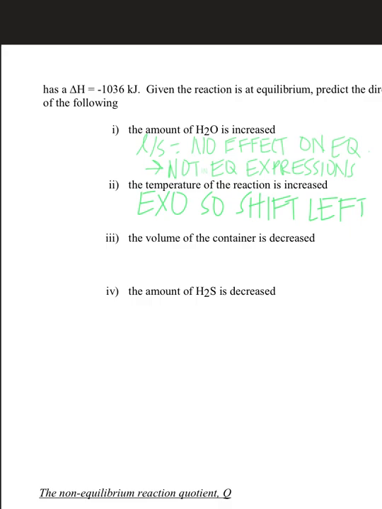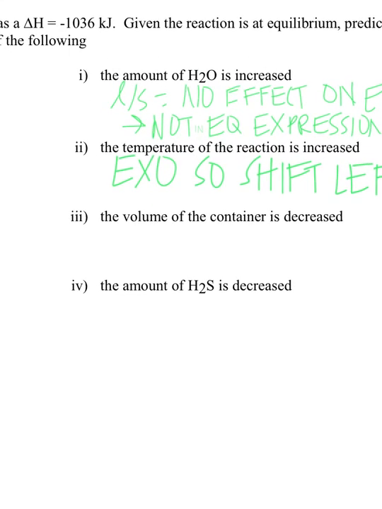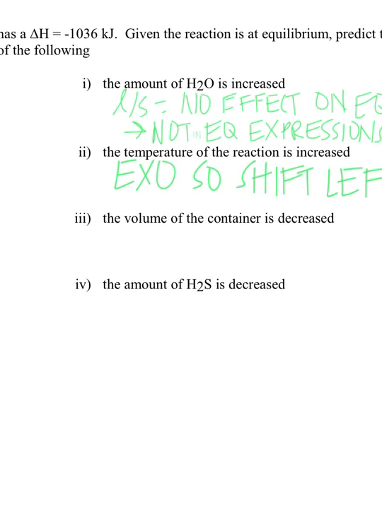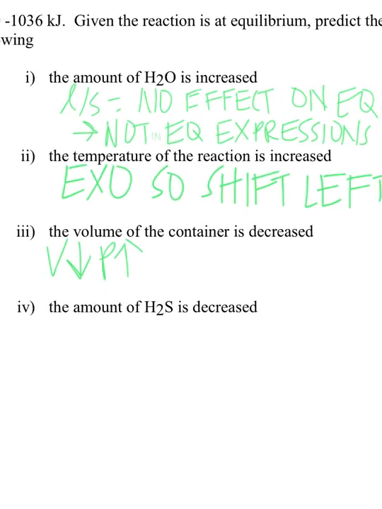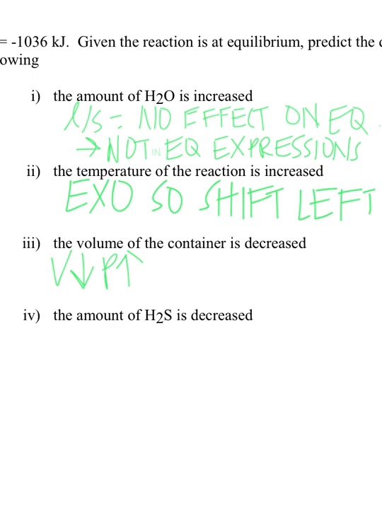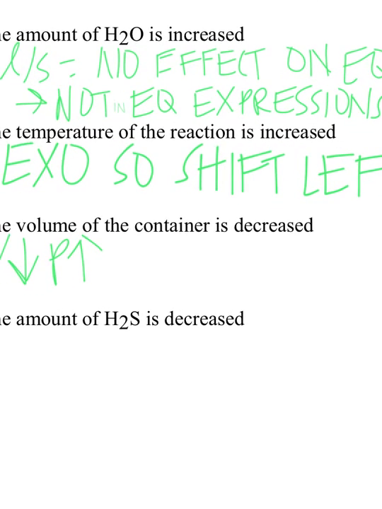Next one. They want to know what way it's going to shift if the volume is decreased. If I decrease the volume, that means I increase the pressure, and we want the pressure to go down, so we're going to shift to the side with fewer moles of gas. Remember, I had 5 on the left and 2 on the right, so I'm going to shift right.